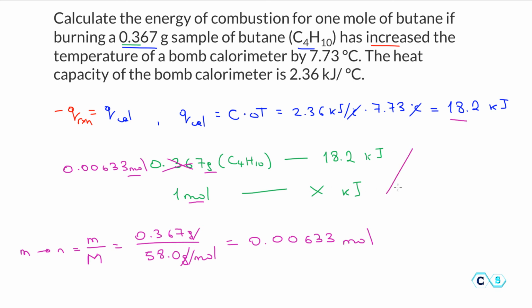Now, what about if we have 1 mole? Here we solve for the X. We divide these two numbers. We're going to get this big number. So 18.2 divided by 0.00633, we're going to get 2,875.19 kilojoules. Or if we were to put it in a chemical equation, I'm going to put a negative sign here, because it's an exothermic, so minus. And of course here we have a lot of significant figures, so if we round them off based on our initial numbers, 3 significant figures, we'll have about 2880 kilojoules of energy released from burning 1 mole of butane.